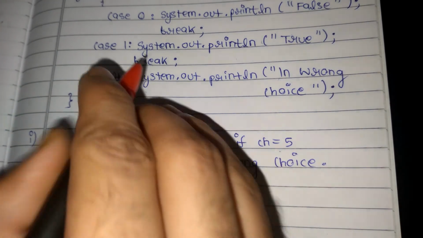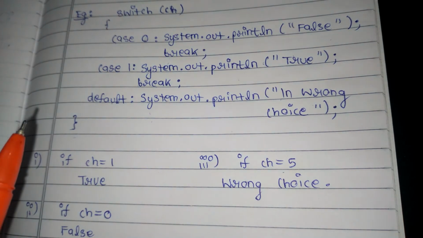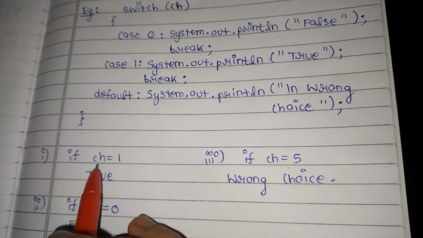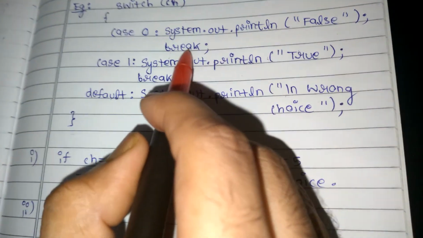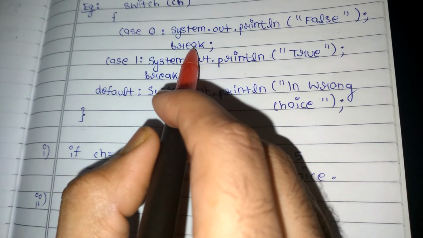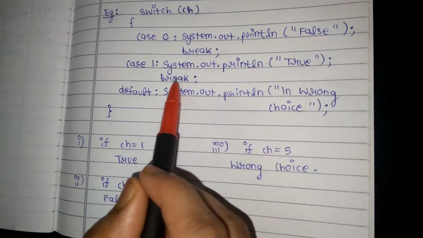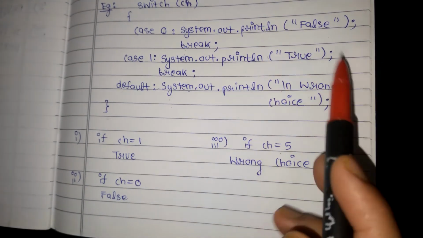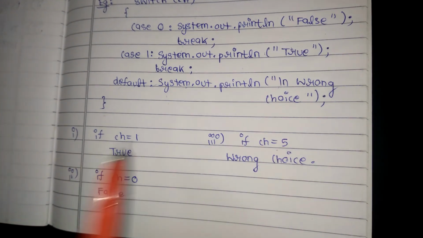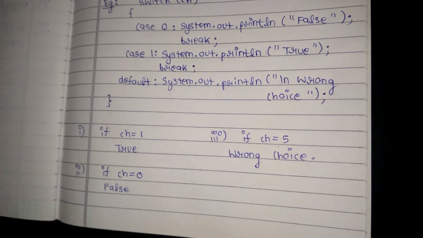Now friends, you have understood the importance of this break statement. Suppose in this case, if you had given only 1 and by mistake forgot to give break, then true will print, and along with that default will also print, so true and wrong choice. I will tell you about that in a later video, don't worry.